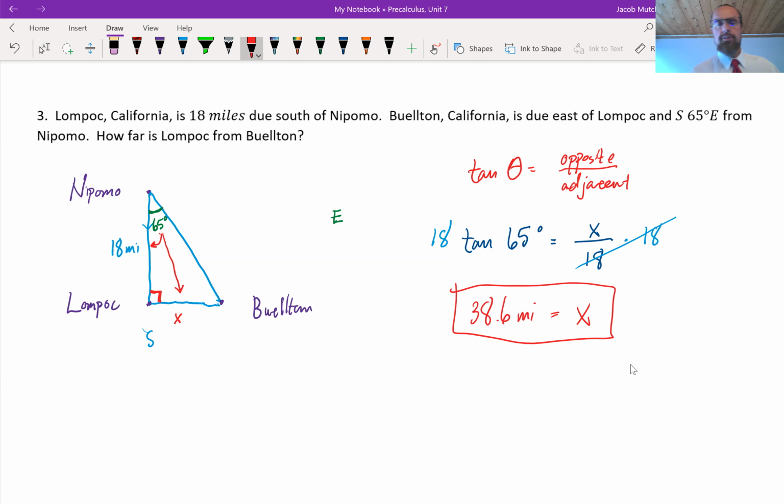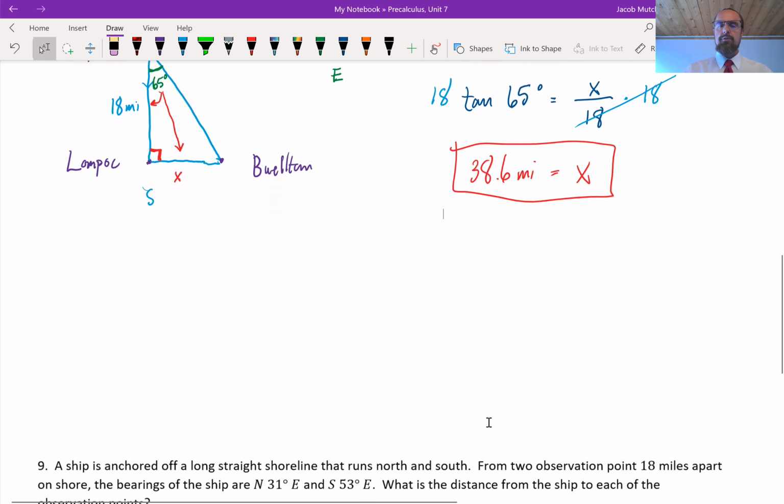So only one question that we're trying to solve for here. Notice that our strategy was similar in terms of the setup. What was different here was the information we had provided. I had one angle here and one side, whereas in the previous question, I just had two side lengths.